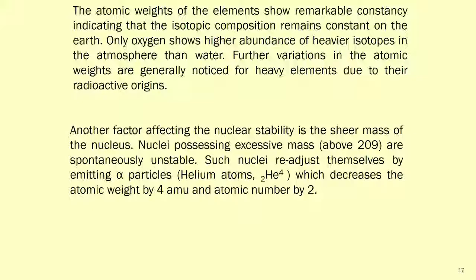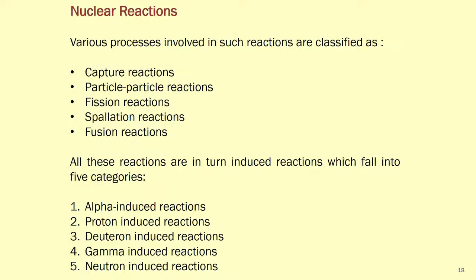They are spontaneously unstable and try to achieve nuclear stability by emitting alpha particles, that is helium atoms, 2He4. Helium atoms with 2 atomic charge and 4 atomic mass units. So the elements heavier than 209 atomic weight keep on losing helium atoms. That decreases their atomic weight by 4 amu and atomic number by 2. That means the product after losing an alpha particle is lighter in weight by 4 units and lighter in atomic number by 2 units. So how does it happen?